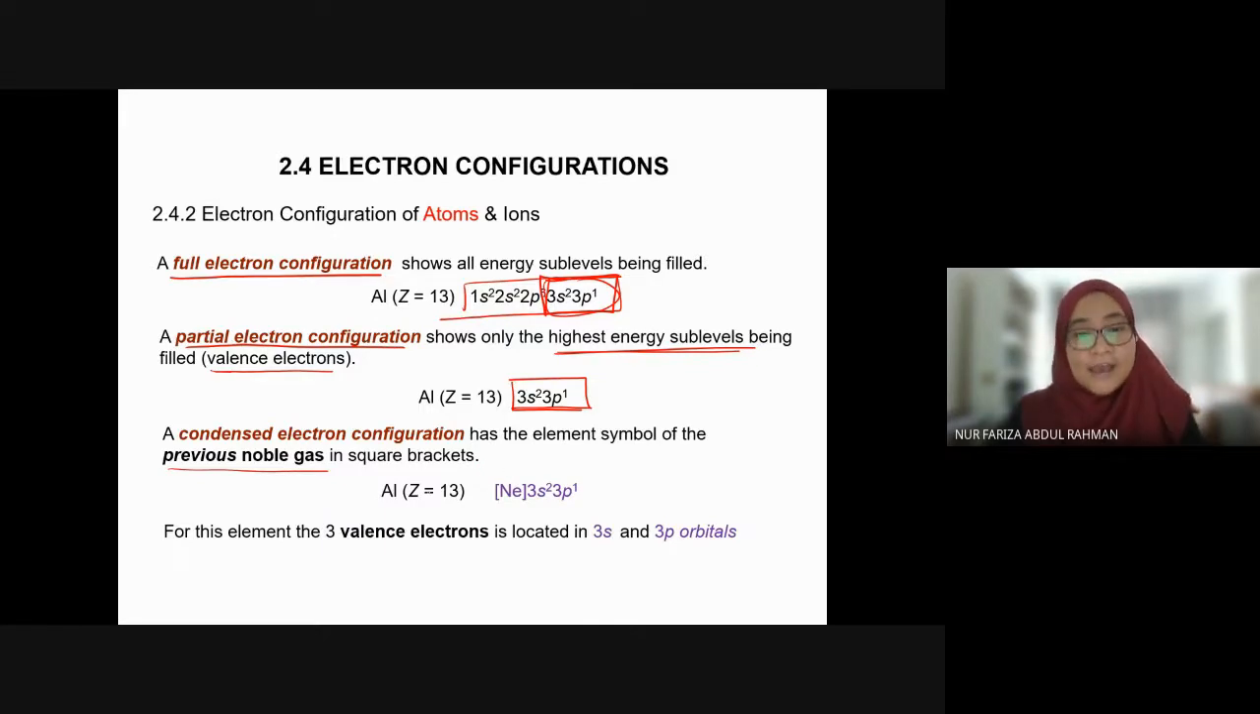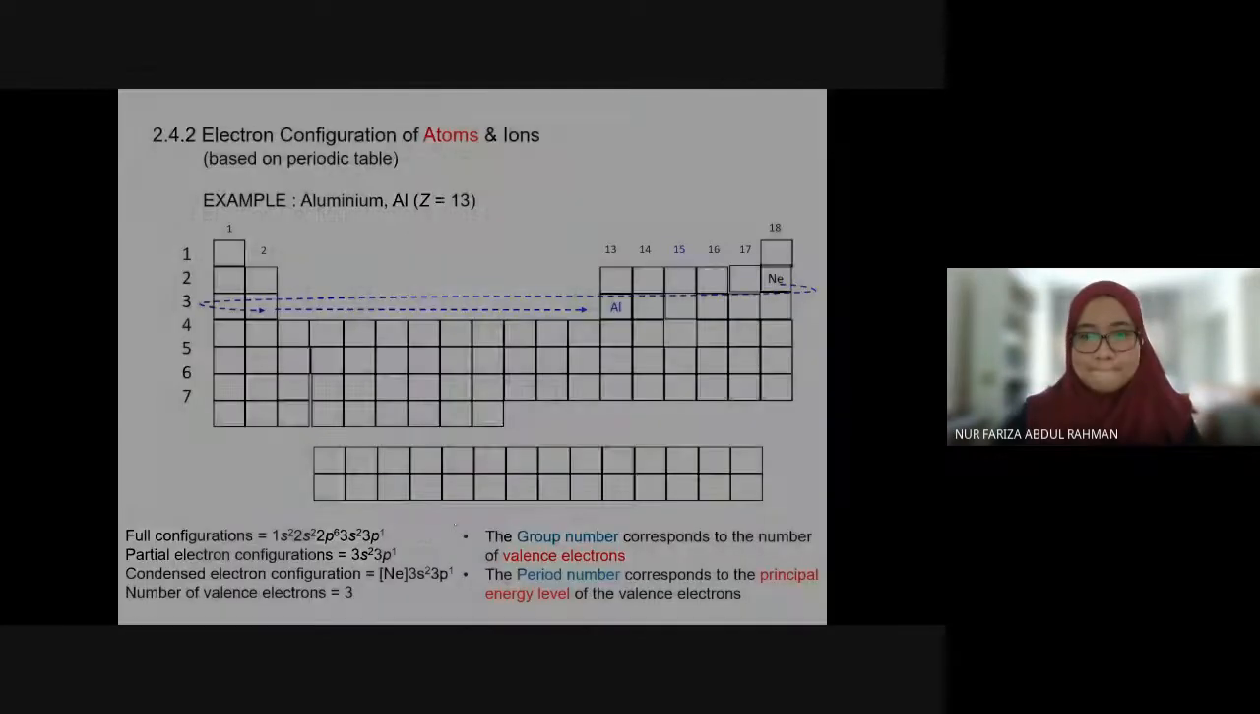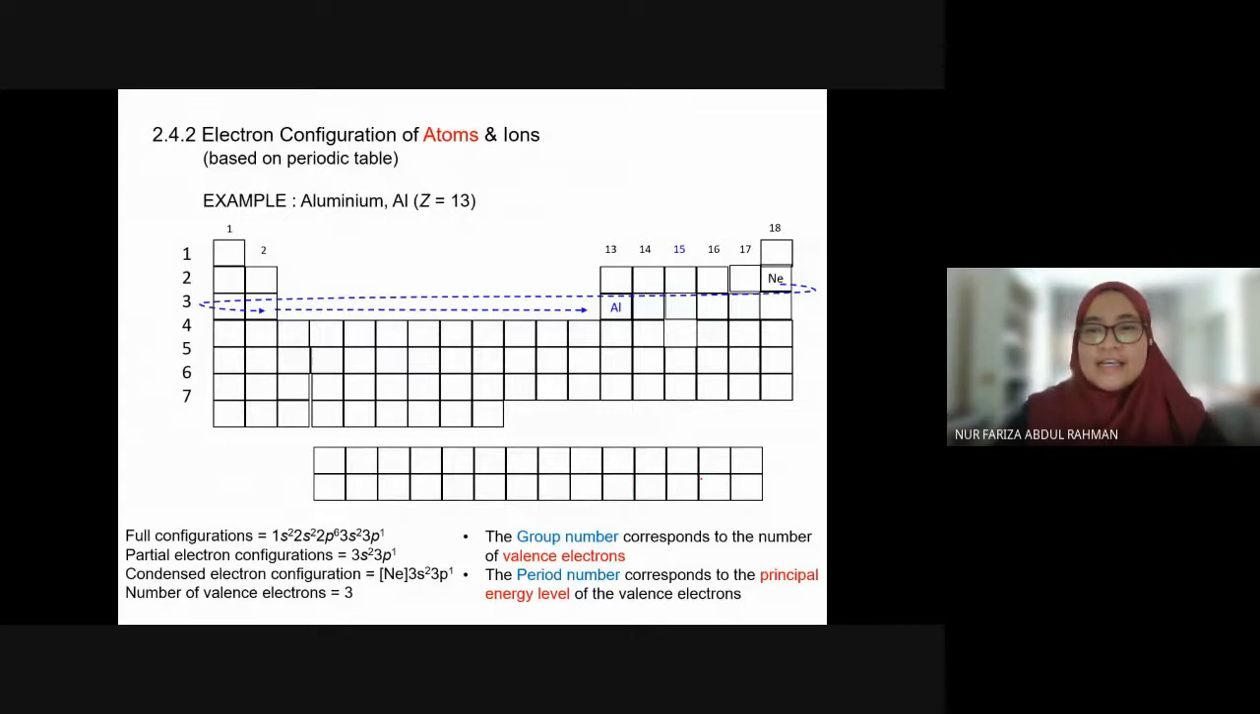So we have the Z for aluminium is 13, betul tak? So kita kena tengok periodic table. Kat mana periodic table? Kat sini ada kan. So we need to use the previous noble gas, just before the aluminium. Sebelum aluminium tu. Kita jangan guna helium. Here is helium. Dia mesti exactly sebelum that particular element.